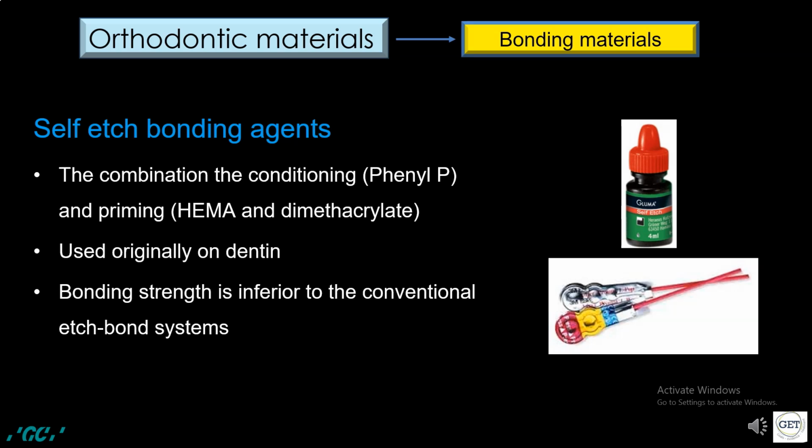In order to shorten the procedure time by reducing steps, the self-etch primers were developed containing in their composition a weak etching material. This material was initially developed to be used on exposed dentin, but later was proposed to be used also on enamel surface. The bonding strength is inferior to the conventional etch bond systems. Today, with the developing of the new bonding materials such as the Orthodontic, the use of these expensive primers is not necessary anymore for orthodontic uses.